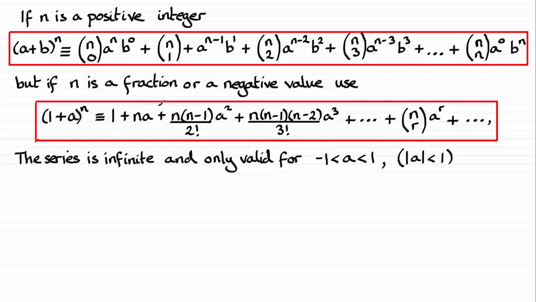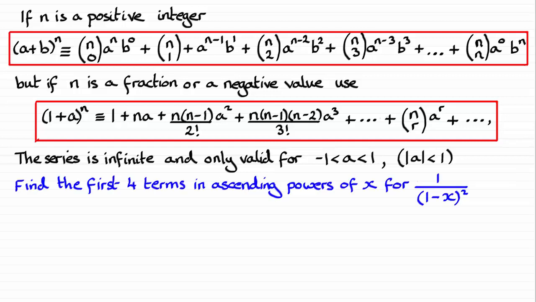Okay, let's just crack on with an example then. Here's a typical example where we've got to find the first 4 terms in ascending powers of x for 1 all divided by 1 minus x all squared. So how do we do this? Well, first of all, 1 over all of 1 minus x all squared is identical to 1 minus x all to the power minus 2.